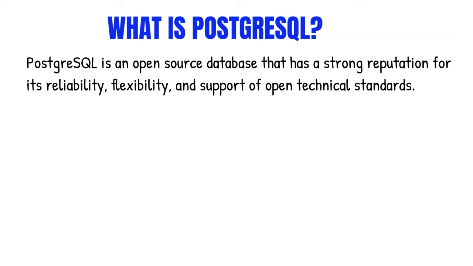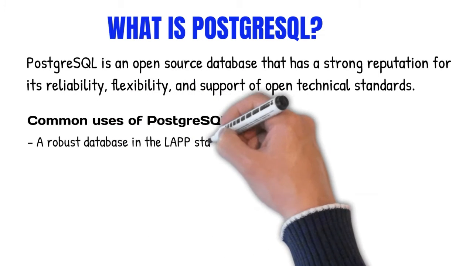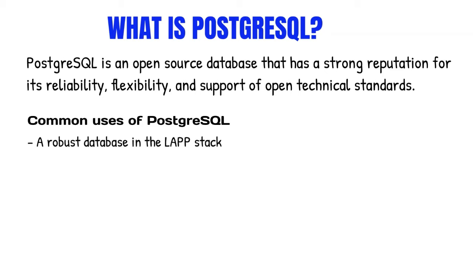It is also a primary database for many web applications as well as mobile and analytics applications. Common uses of PostgreSQL include a robust database in a LAPP stack. LAPP stands for Linux, Apache, PostgreSQL, and PHP, or Python or Perl. PostgreSQL is primarily used as a robust backend database that powers many dynamic web applications.